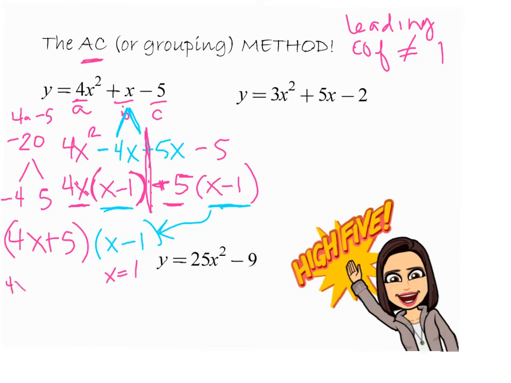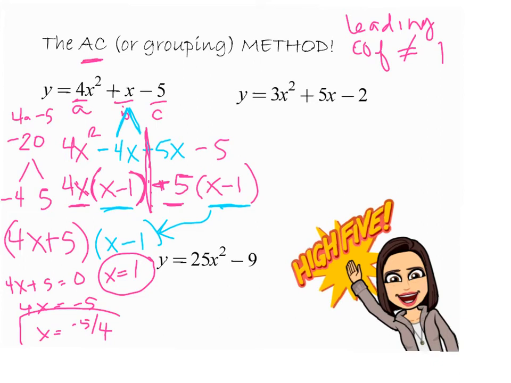You actually have to say 4x plus 5 equals 0. Remember, set it equal to 0 and solve. And divide. x equals negative 5/4 is going to be one of them, and x equals 1 will be the other one. Those are your two zeros for this one.